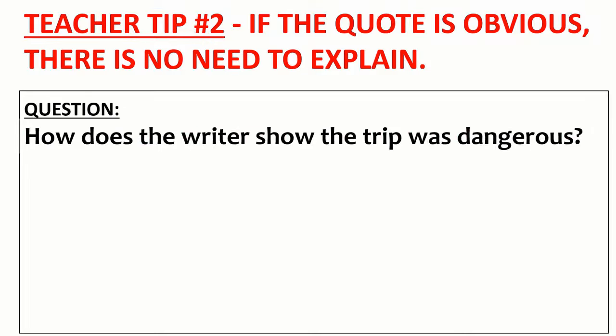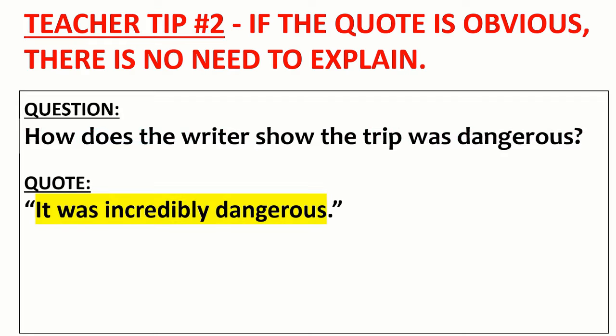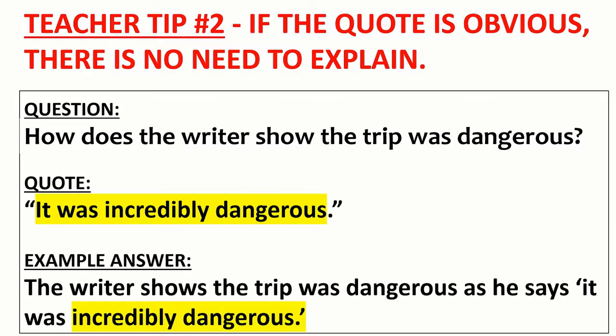So let's say the question is, how does the writer show the trip was dangerous? If the quote literally says it was incredibly dangerous, you can put the writer showed the trip was dangerous as it says it was incredibly dangerous. So if it's a really, really obvious quote, don't waste time explaining it. If you're looking to do 8 or 9 quotes, you're not going to be able to do this more than maybe twice, but you can still get 2 marks just by doing easy ones.